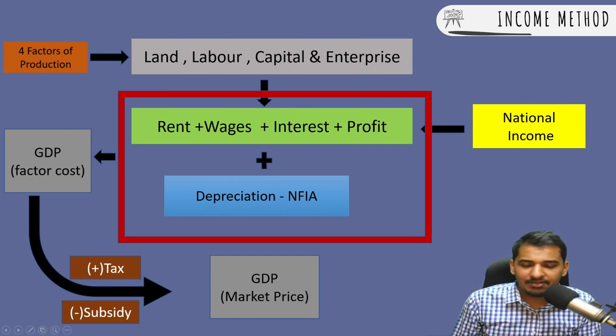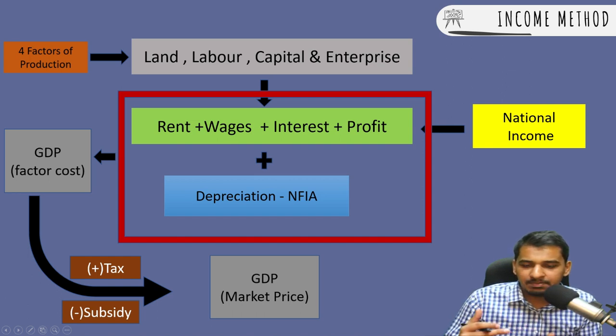I hope this is clear. A very interesting diagram, at the same time a very simple one. 4 factors of production: land, labor, capital, enterprise. From this you will get rent, wages, interest, profit. Add depreciation, so it becomes gross, and subtract NFIA, so it becomes domestic. Instead of national, it will become domestic. This is gross domestic product at factor cost, and then we have plus taxes minus subsidies.